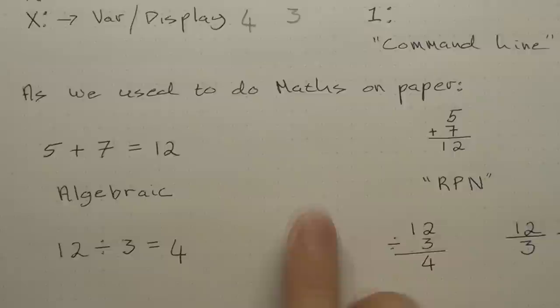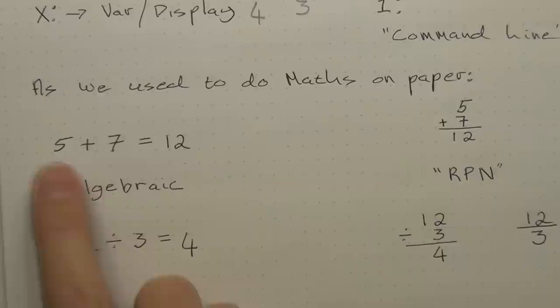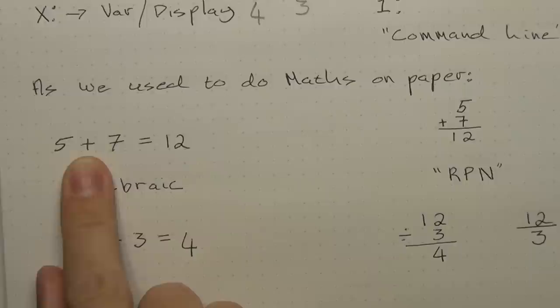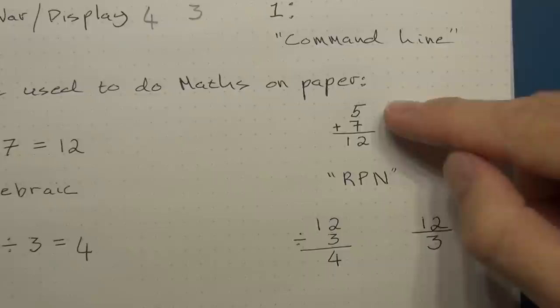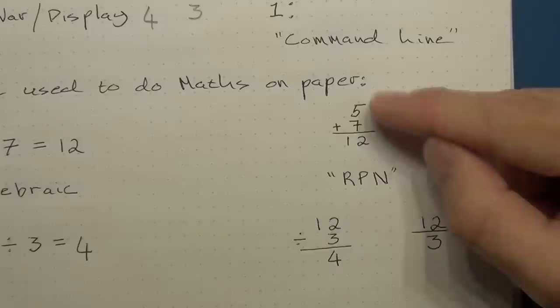Now, we all know an algebraic format is where you've got your numbers or your variables separated by your operational sign. So here we've got 5 plus 7 equals 12. That's an algebraic format. Now, this format over here, you'll be familiar with because this is most certainly how you learned to do basic arithmetic back in grade 1, grade 2. You'd stack the numbers on top of each other, you've got an operational sign, you draw a line, and then you've got your answer.